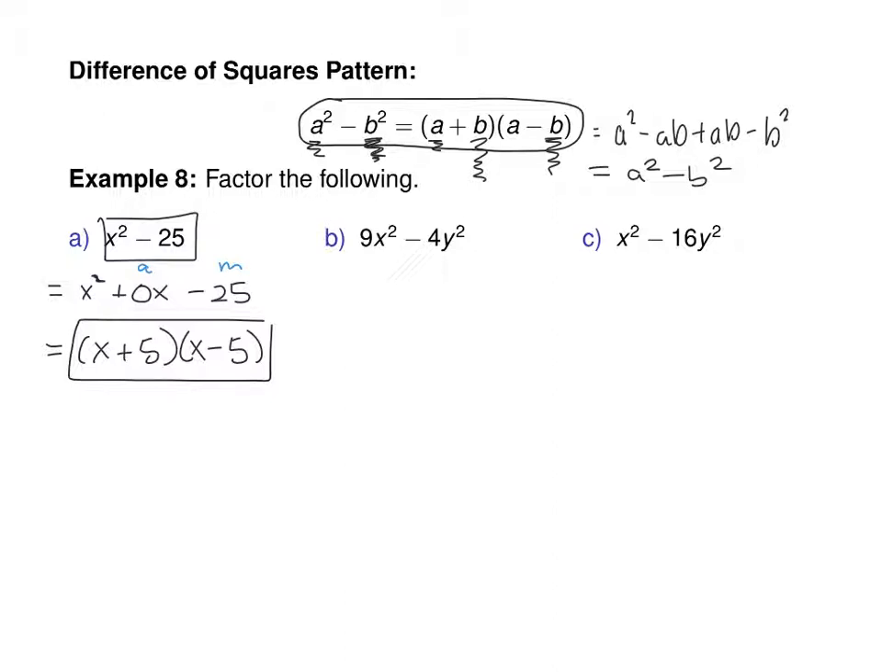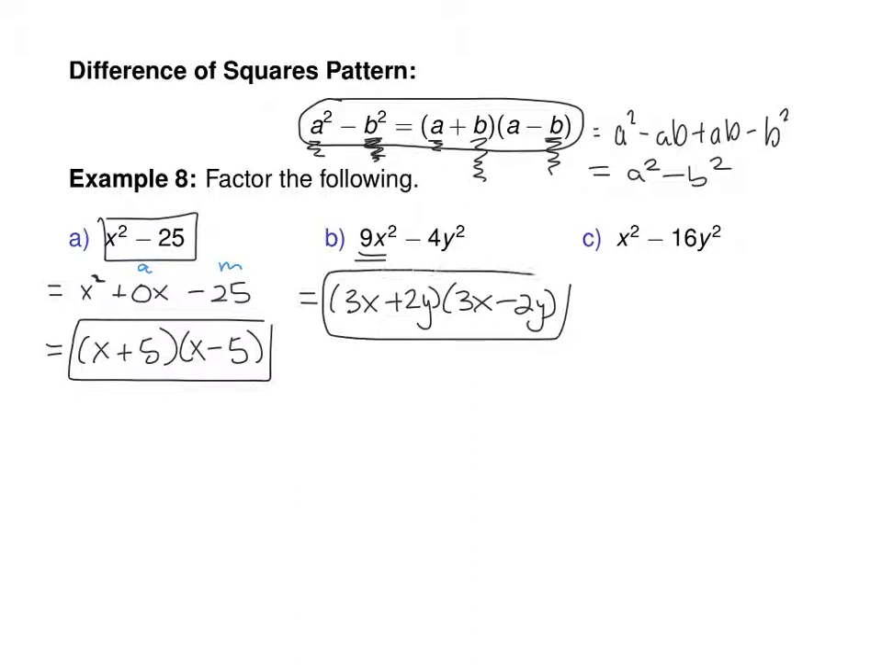And that pattern generalizes even when you don't have just x squared. For example, here I have 9x squared. So that means that my a is 3x, the square root of 9x squared. So I'll have 3x times 3x. And the square root of 4y squared is 2y. So one factor will be 3x plus 2y, and one will be 3x minus 2y. And similar idea in the last one. This will factor into x plus 4y times x minus 4y.